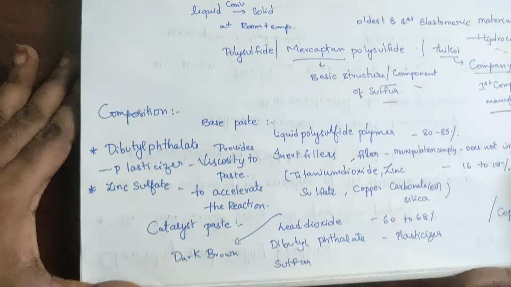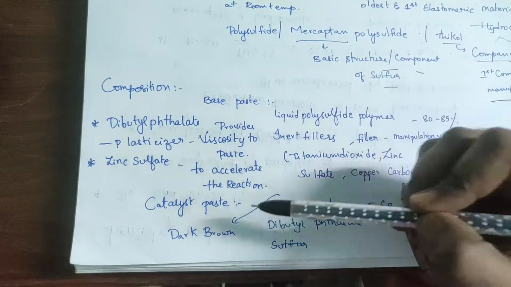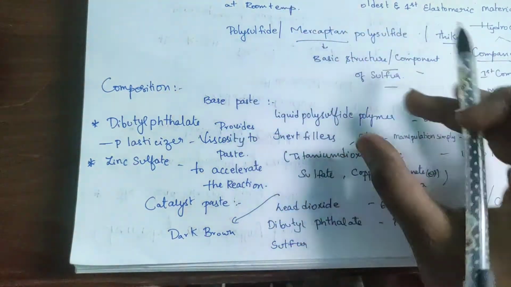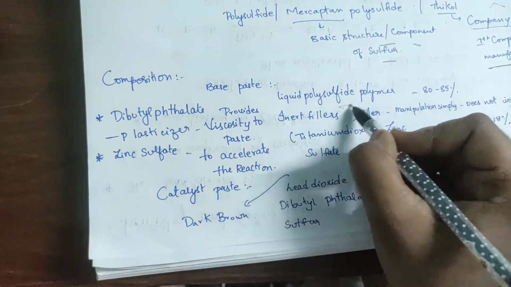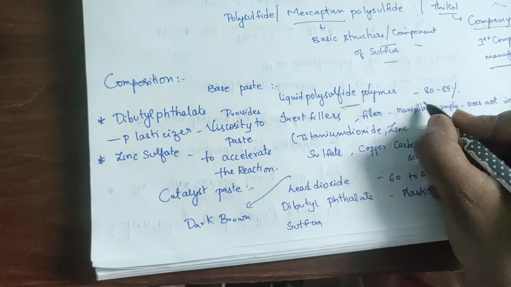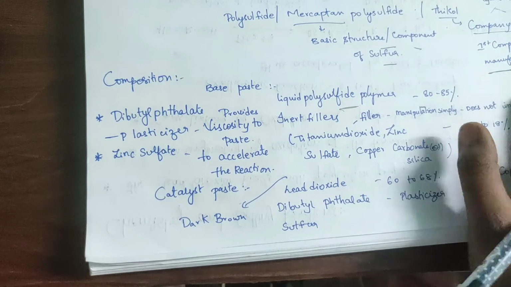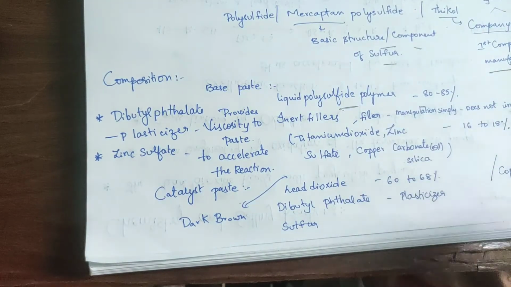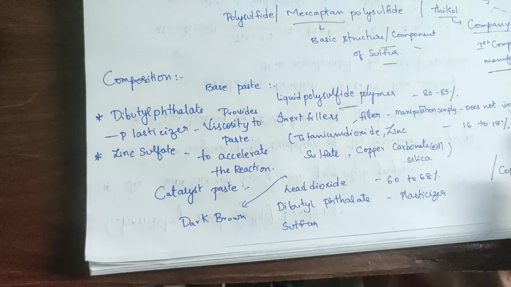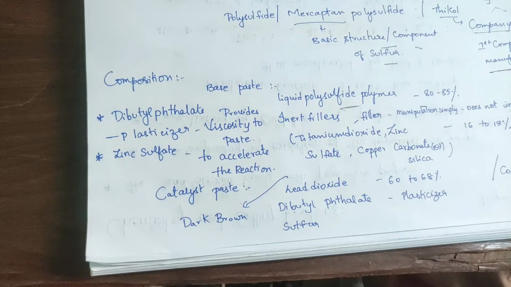So the most important thing, what is the composition of polysulfide? We have two things, base paste and catalyst paste, and the main component of the base paste is polysulfide, right? Polysulfide occupies 80 to 85%. It is the main component, and we have inert fillers. What does the filler do? It makes the manipulation easy, means it increases the thickness of the component.